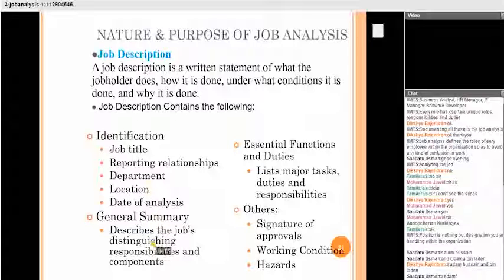Description, general summary describes the job's distinguishing responsibilities and components. Essential functions and duties list major tasks, duties and responsibilities. Others include signature of approvals, working conditions and hazards. So this will tell you about the job description.